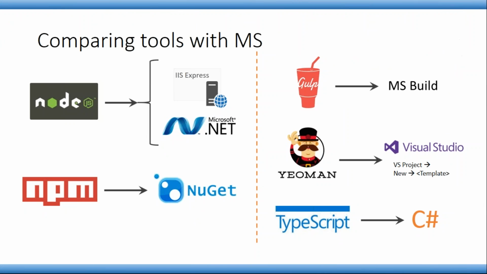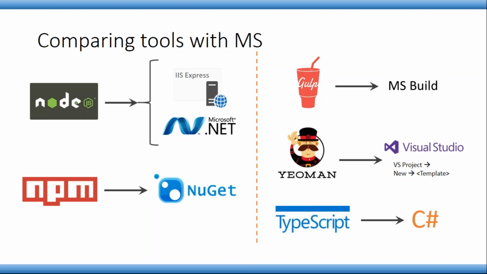So let's compare open source tools with the actual Microsoft stack. For example, Node.js would be like IIS and our .NET framework. NPM would be like NuGet. So for those who use Visual Studio, we use NuGet to get templates and to get specific components from the web available in our IDE. So NPM is that for the open source world. Then we have Gulp, which would be the option Microsoft built for us to automate tasks so we can build, compile, and deploy.